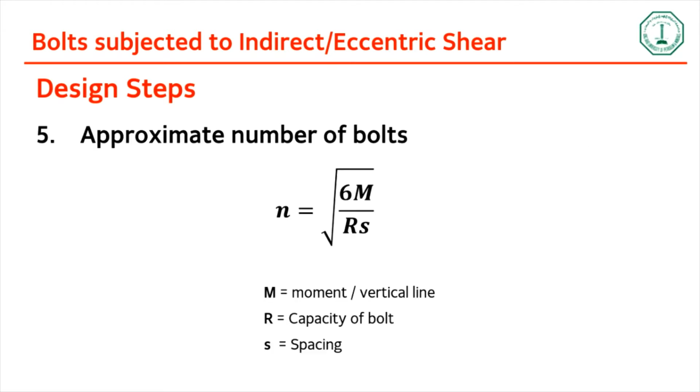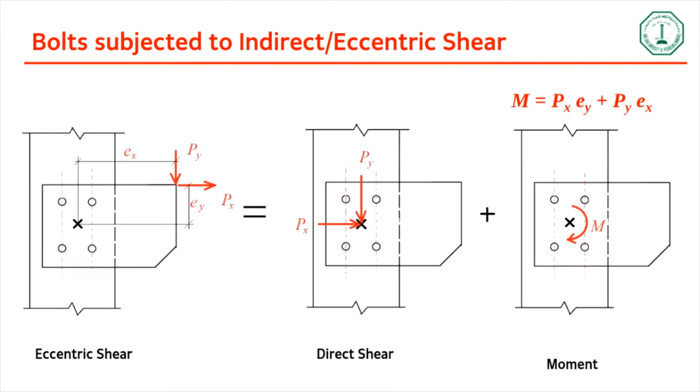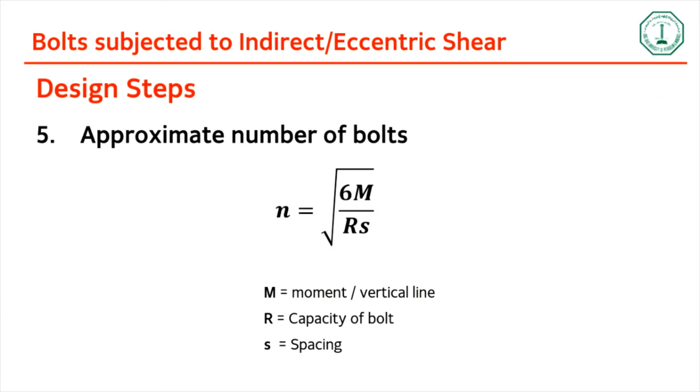And then we have to estimate the number of bolts. This number of bolts is estimated from this equation, where N equals square root of 6M over Rs, where N is the number of bolts per vertical line. Suppose you have, for example, in this figure, two vertical lines. So this N is the number of bolts per vertical line.